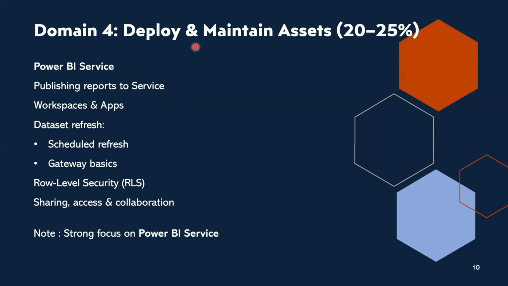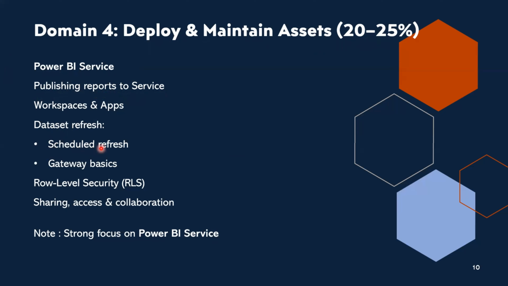Fourth domain, that is deploy and maintain the assets. For deploy and maintain assets, you will get near about 20 to 25% of questions. So in this domain, they will mostly focus on Power BI service. In the Power BI service, they will ask you questions based on publishing reports to the Power BI service, workspaces and apps. They will ask you some questions based on scheduled refresh, incremental refresh.